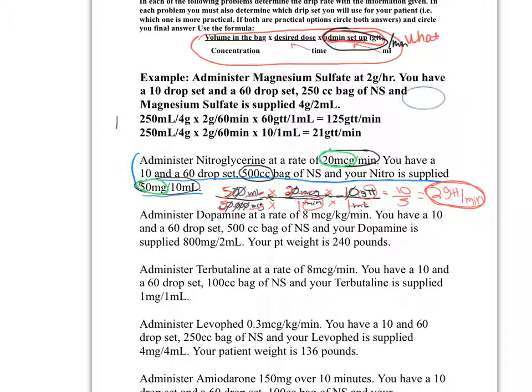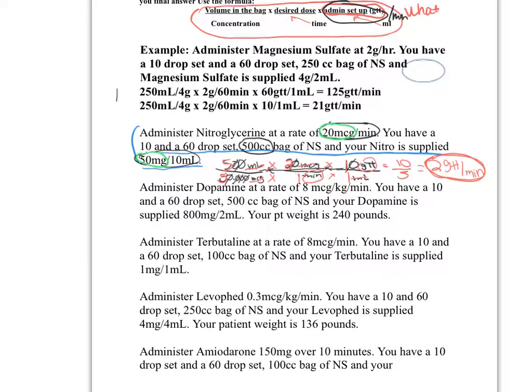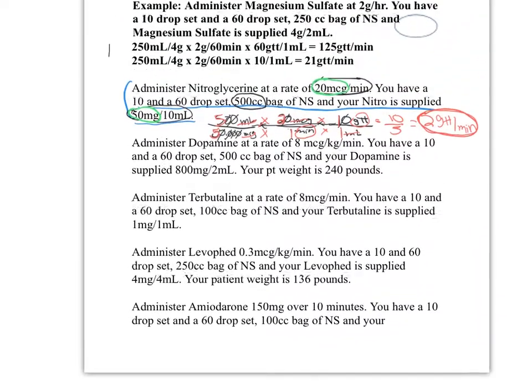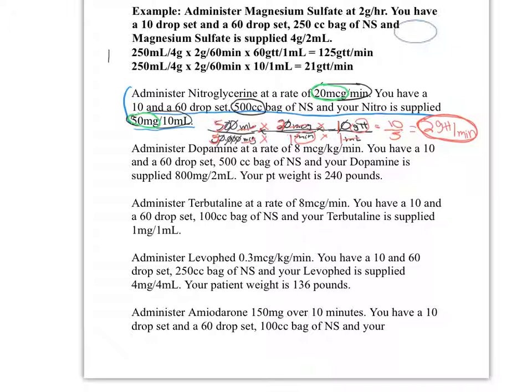Okay, let's go ahead and try another one. I'm going to scroll down a bit here to a place. Let's go to the very bottom. I have a little bit more space. Well, no, let's do dopamine. Then maybe we'll do that one over 10 minutes, because that would be a good one for time. Okay, dopamine.